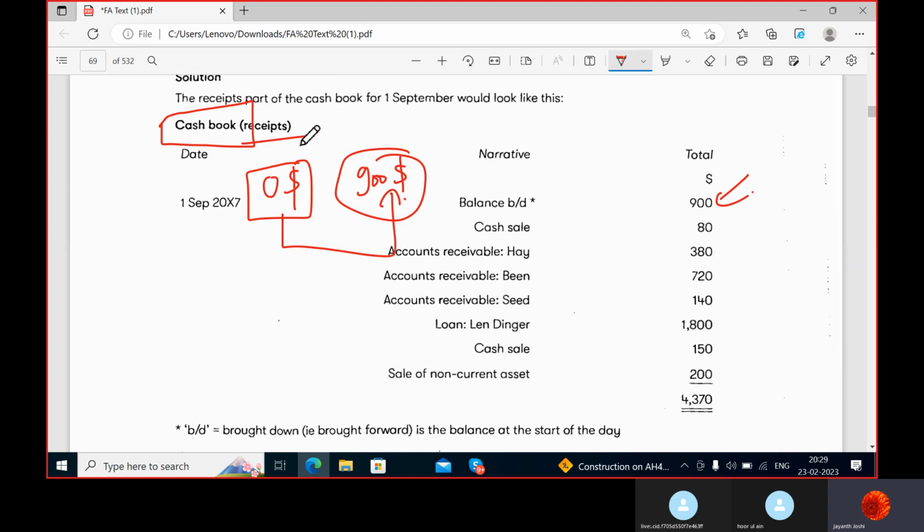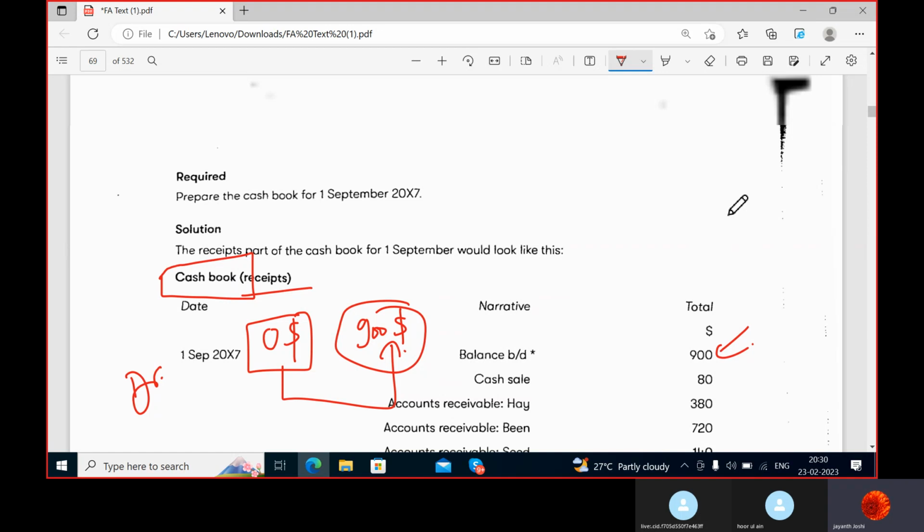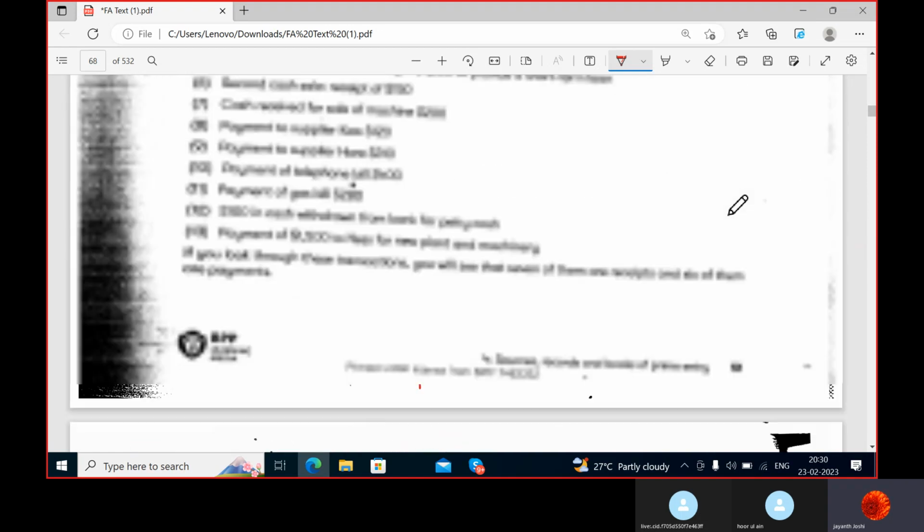Debit is nothing but all receipts, and credit is all payments. I already have given the statement to you. So since from $0, $900 is the increment, it is an increase in cash. Increase in cash is debit. Debit is receipt here, so I write it here. Now I started with $900, and then what has happened? Let us see.